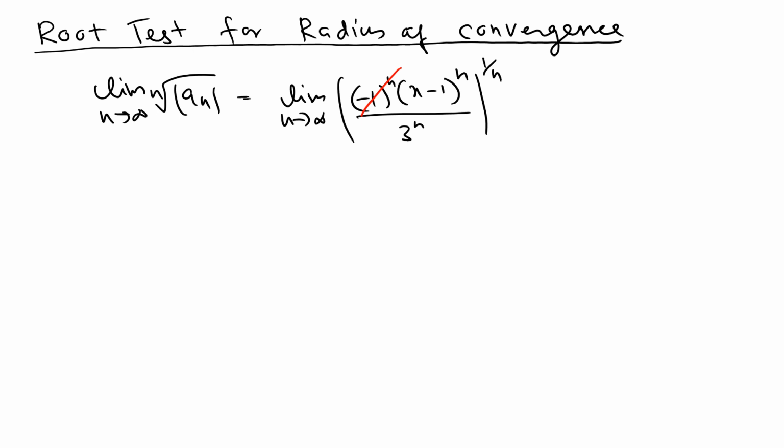Now what will happen, this 1 over n goes to both terms. So if 1 over n goes to the first term, n and 1 over n get cancelled, so you're going to get the absolute value of x minus 1, and then if you put that to the bottom, you only get 3. So that's what you get. And then this needs to be less than 1, that is, absolute value of x minus 1 less than 3. So you can see that it's much quicker and you get the same answer. So that's another way to do that.